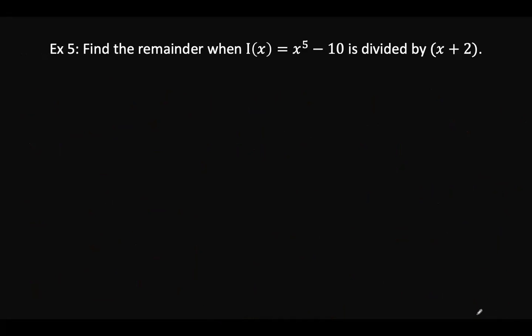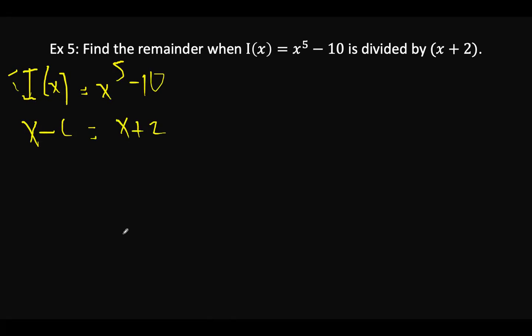Okay, and let's have the last example, example number 5. In example number 5, find the remainder when I of x is equal to x raised to 5 minus 10 is divided by x plus 2. So dito, same thing ang gagawin. So ang solution natin ay copy the given. I of x is equal to x raised to 5 minus 10. And our x minus c ay x plus 2. So hanapin natin si c.